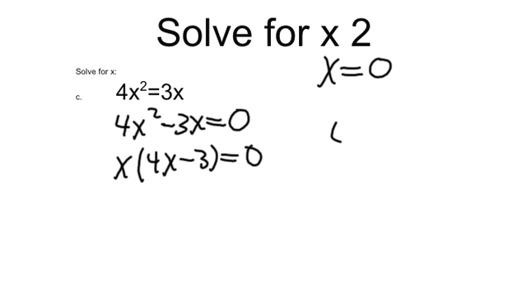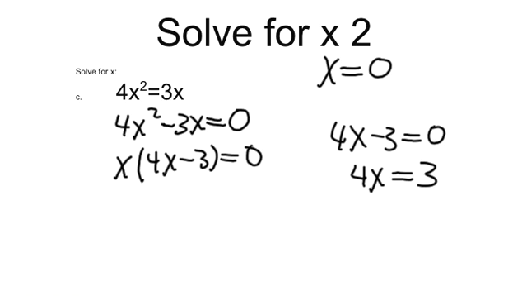And then I want to make this also equal to 0. So I add 3 to both sides, so 4x is equal to 3, divide by 4, okay, and x is going to be equal to 3/4. Okay, so x will also be equal to 3/4.